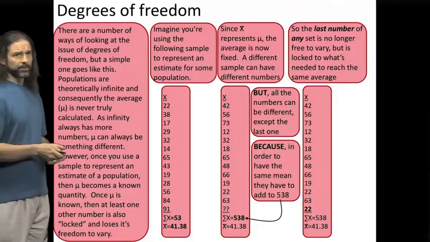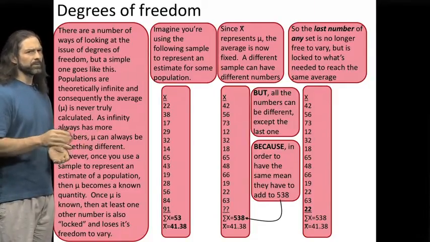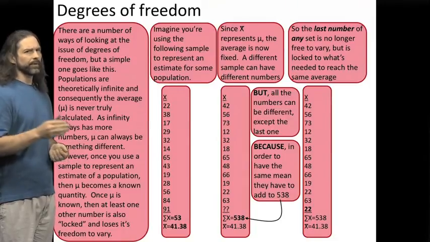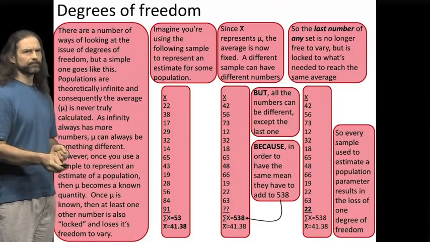I hope that helps you understand it. Some individuals find it a very easy concept to grasp, others not so much, but it's pretty straightforward as long as you remember for anything that you estimate, for any population parameter that you estimate using a sample, you're going to lose at least 1 degree of freedom.